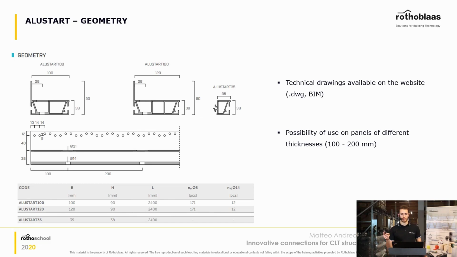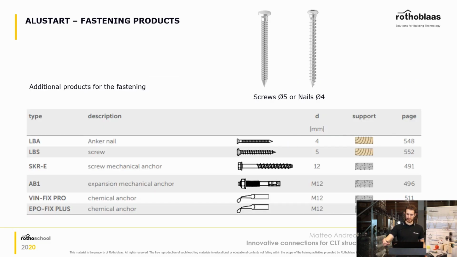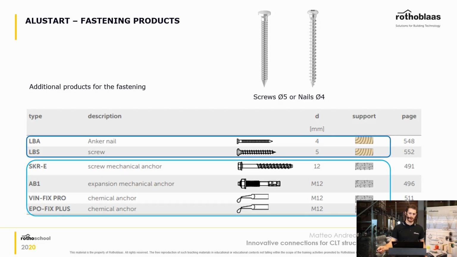And on the Rothoblaas website, the DWG and all the drawings of this product are available. And of course, we have different dimensions of Alustarts, so that you can use the same product for different thicknesses of your CLT panels. There are a few products that you can use together with this Alustart. As we said before, you can use the small nails or the screws for the shear connection, and to connect the Alustart with the concrete foundation, you can use mechanical anchors or expansion mechanical anchors.